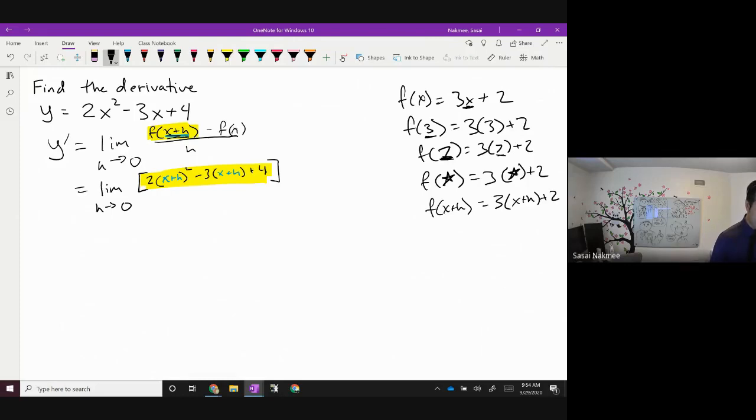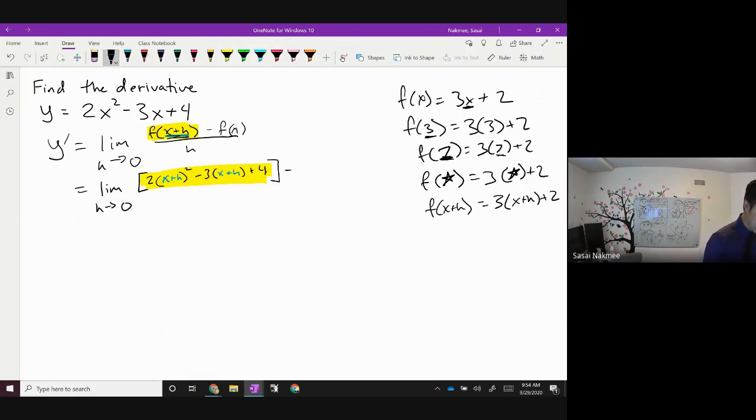So 2x squared becomes 2 times x plus h squared. Minus 3x becomes minus 3 times x plus h, because that x plus h replaces that x. Plus 4. There's no x there, so I don't need to put anything after that. And that's it. That's f of x plus h being evaluated with this function. Okay? And then we go on to the next one.